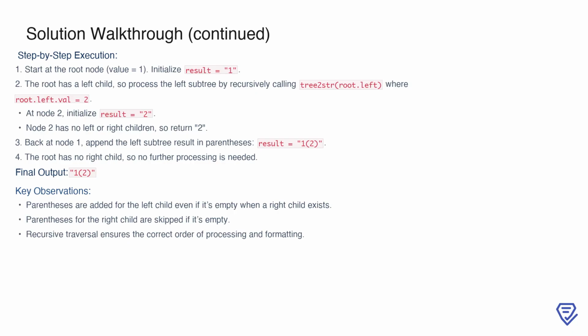From these examples, we can observe that parentheses are always added for the left child, even if empty, when there's a right child. However, parentheses for the right child are skipped if it's absent. This recursive approach ensures that the tree is processed in the correct order, producing a properly formatted string.